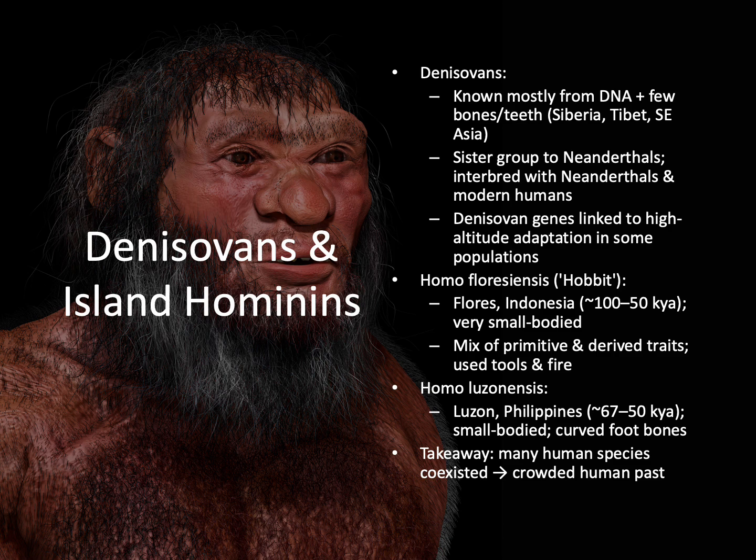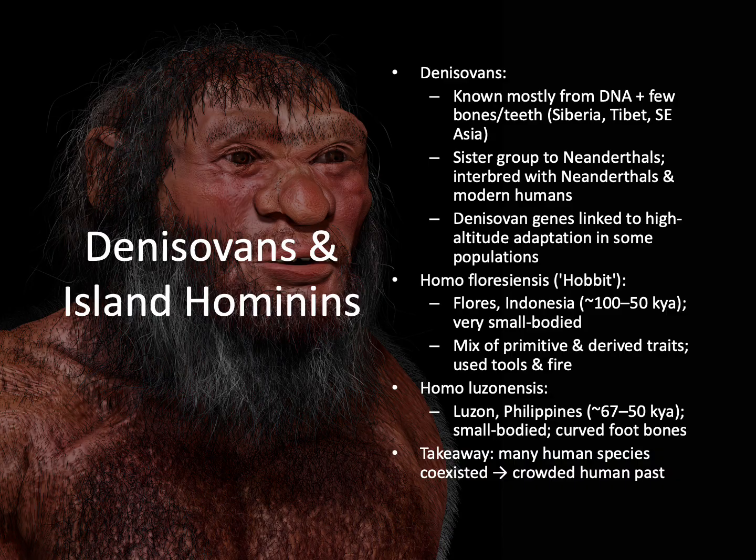Let me say that again. Homo floresiensis, nicknamed the Hobbit, comes from the island of Flores in Indonesia. These hominins lived roughly between 100,000 and 50,000 years ago, and they were strikingly small-bodied, with adult heights around 1 meter. Their brains were also small, much smaller than ours. Yet they used stone tools and they used fire. Their anatomy shows a mix of primitive and derived traits, and their small size is often interpreted as insular dwarfism, or an evolutionary response to limited resources and the absence of large predators on islands.